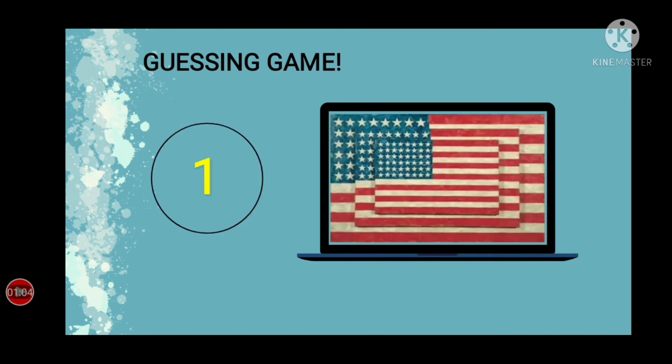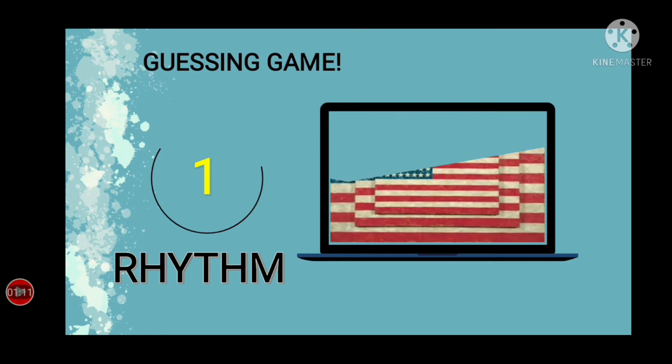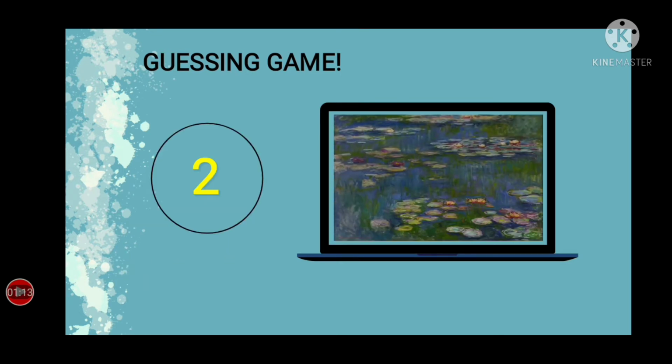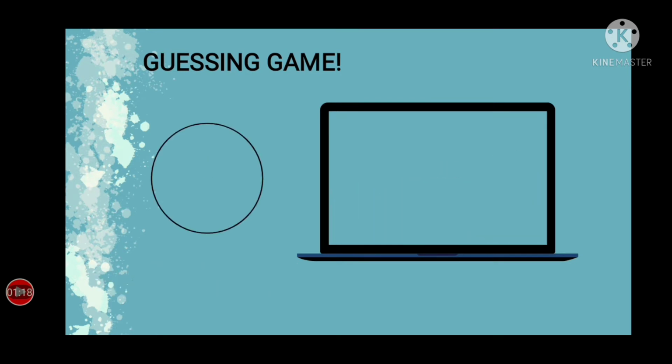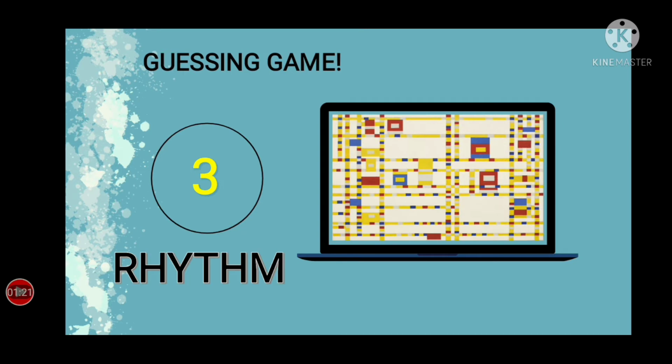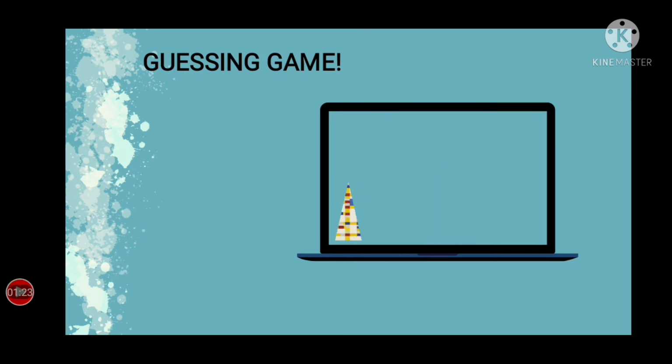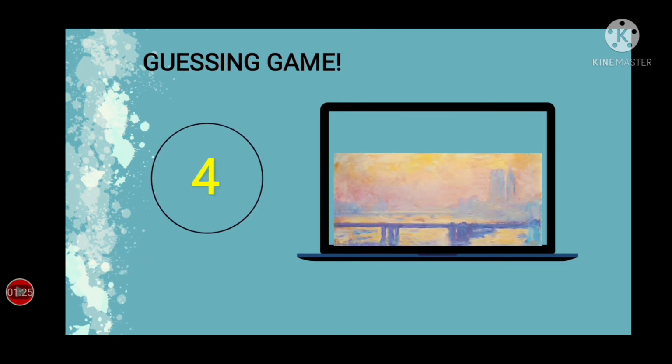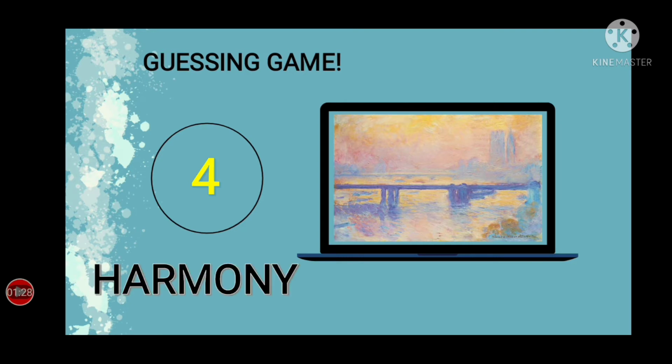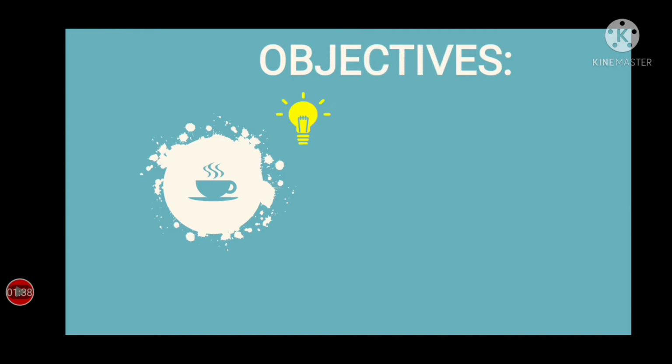Number 1. What do you think is the picture? Very good. It is rhythm. Number 2. It is harmony. Number 3. It is rhythm. And number 4. What do you think? Yes, exactly. It is harmony. Now let us proceed to our lesson for today and our objectives for today.